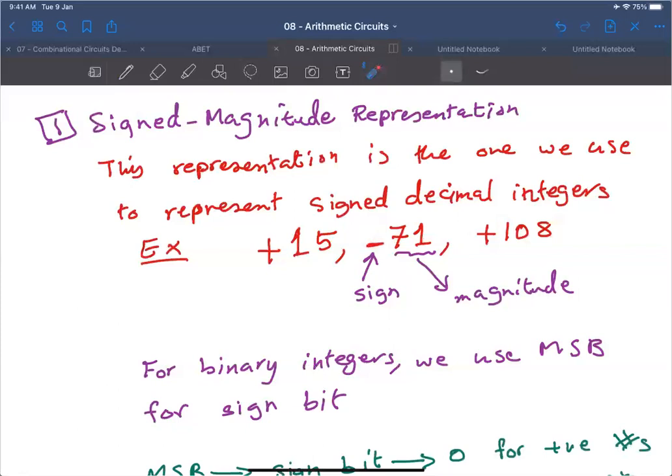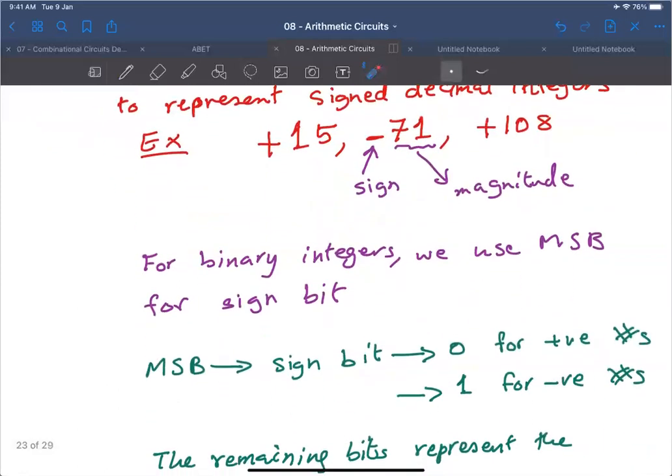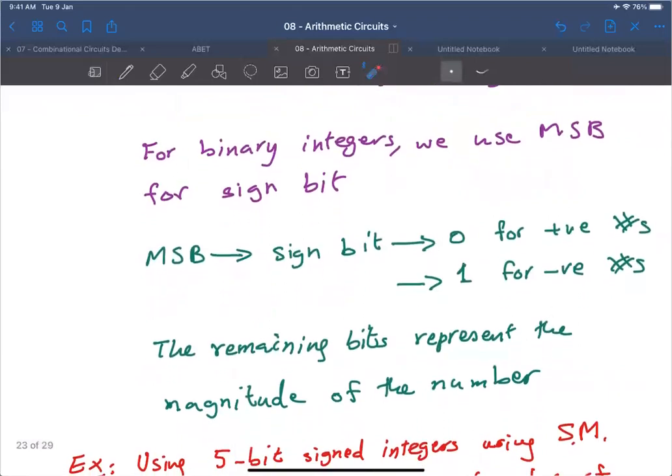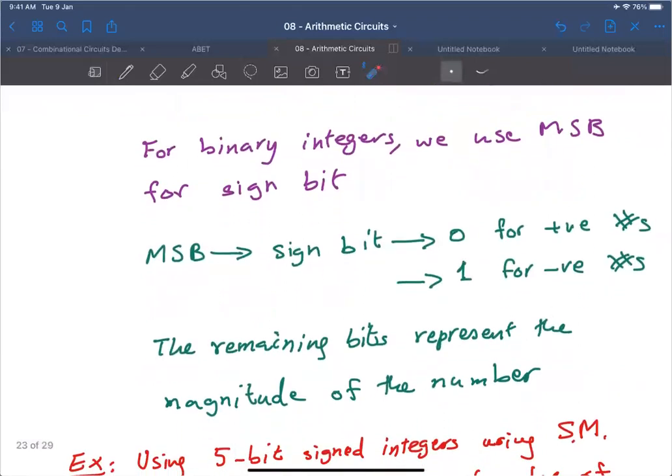For binary integers, we use the most significant bit for the sign bit. This is a repetition of what you already know. If the most significant bit is 0, the number is positive. If the most significant bit is 1, the number is negative. And the remaining bits represent the magnitude of the number.